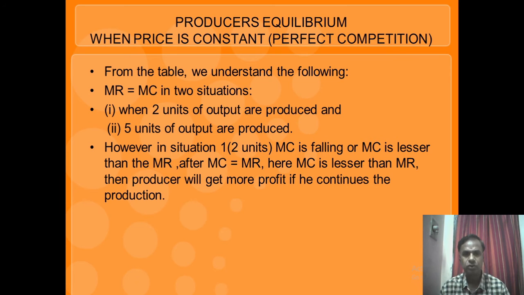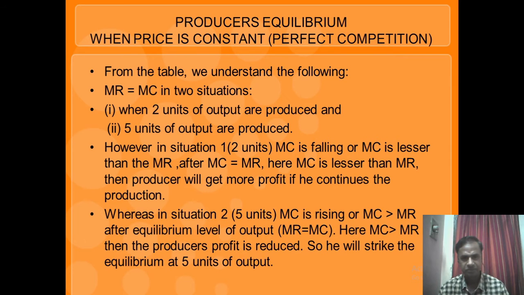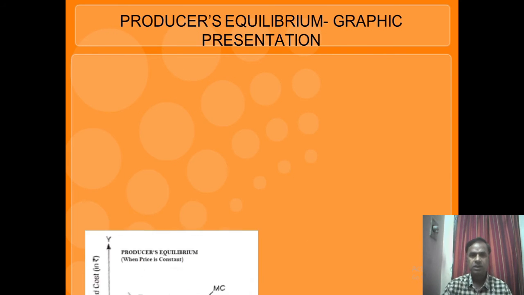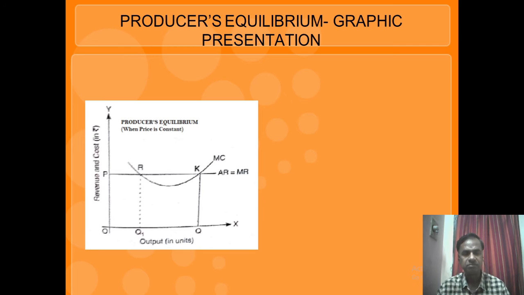Right? So, after MR equals MC, here MC is lesser than MR, then the producer will get more profit if he continues the production. In situation 2, when he produces 5 units of output, MC is rising. MC is rising, that is very important. MC is rising, or MC is greater than MR after the equilibrium level of output. So, the producer will strike equilibrium at 5 units of output. This can be explained with the help of a diagram.